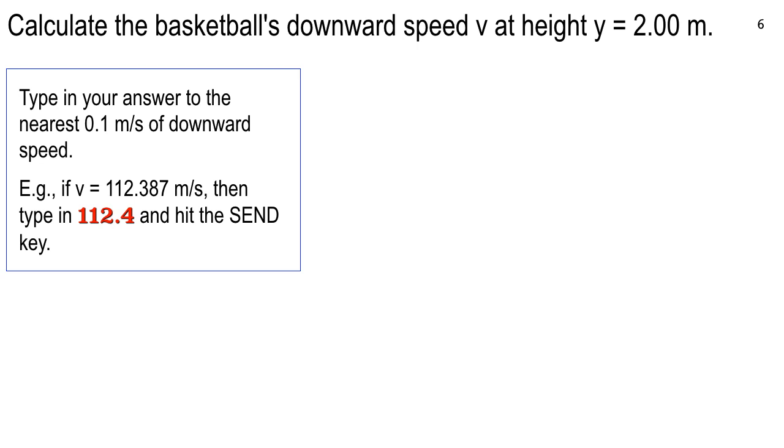So here's your task. Calculate the basketball's downward speed at height y equals 2 meters. Now it's going to be a good bundle of speed, so just calculate it to the nearest 0.1 meters per second and then type in the numeric part. So there's an example of how to do that.